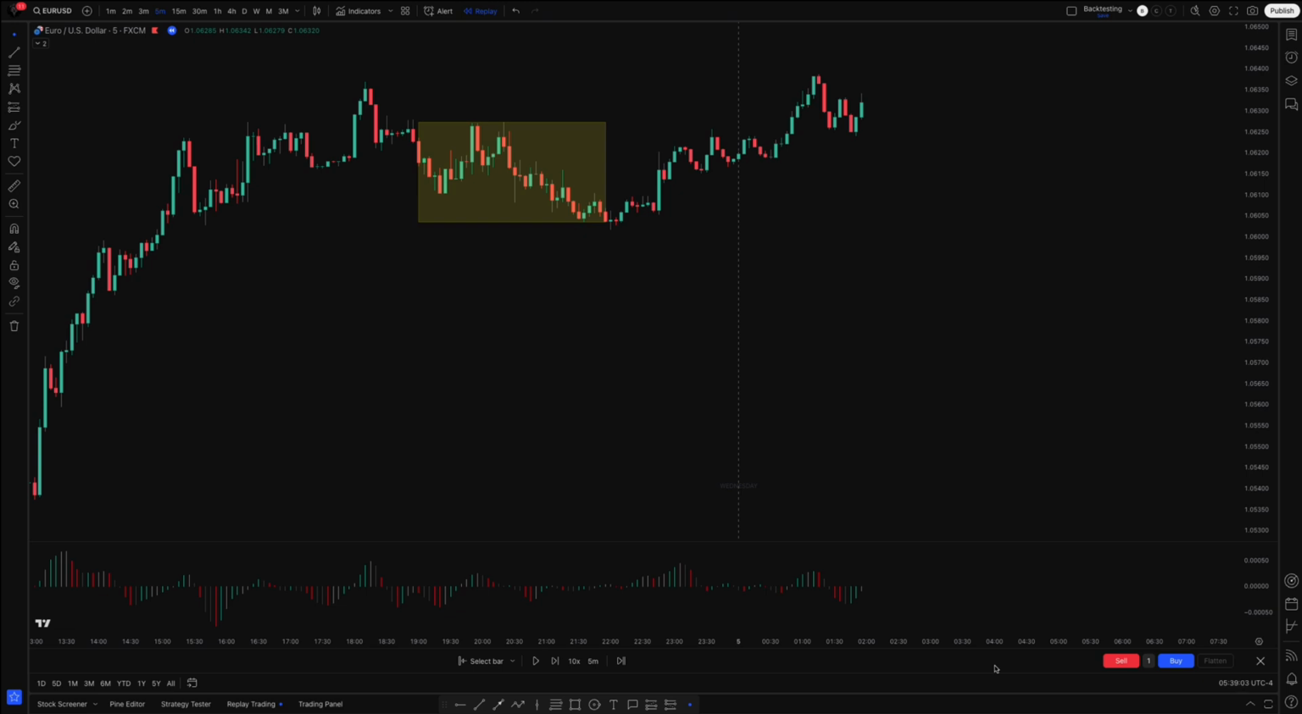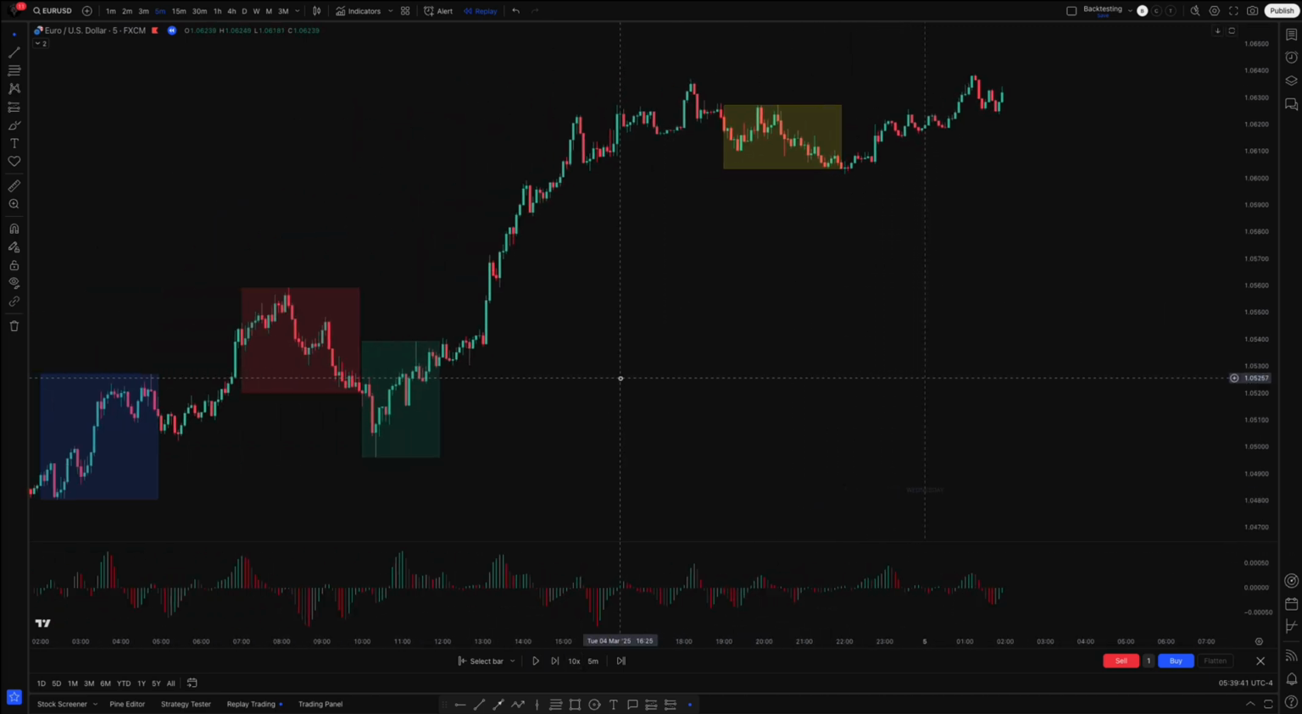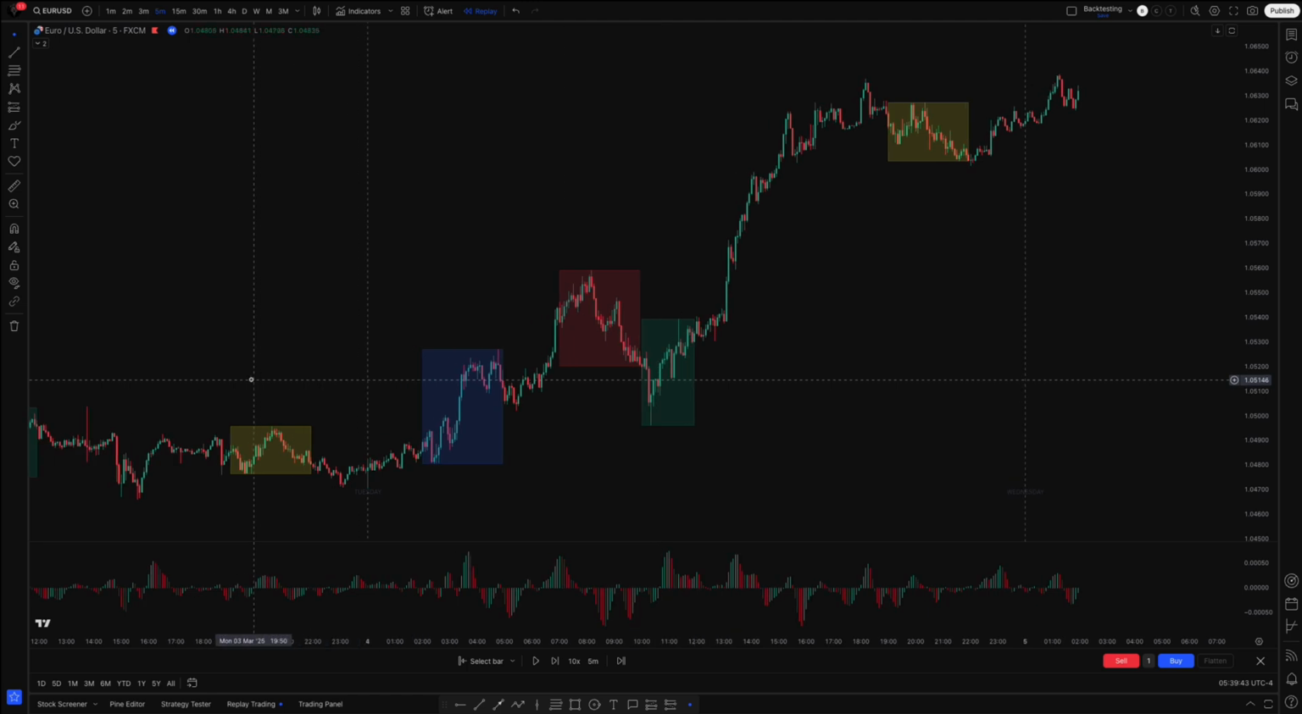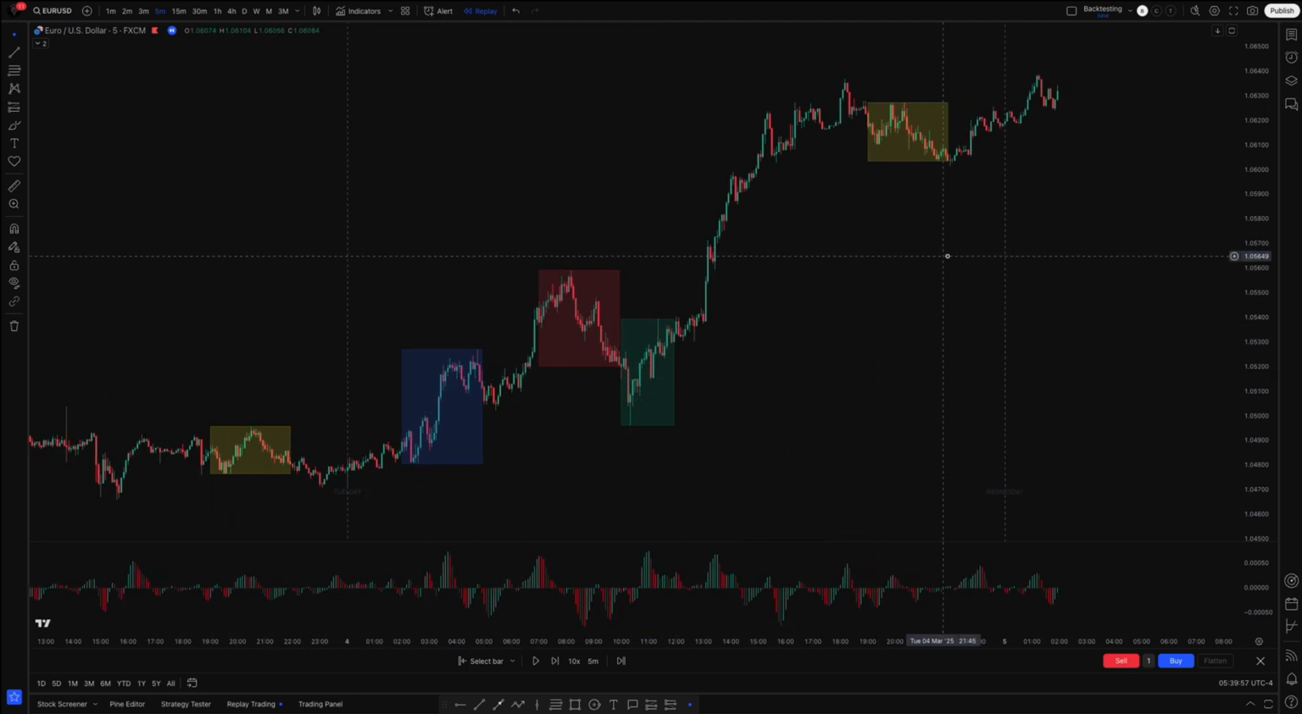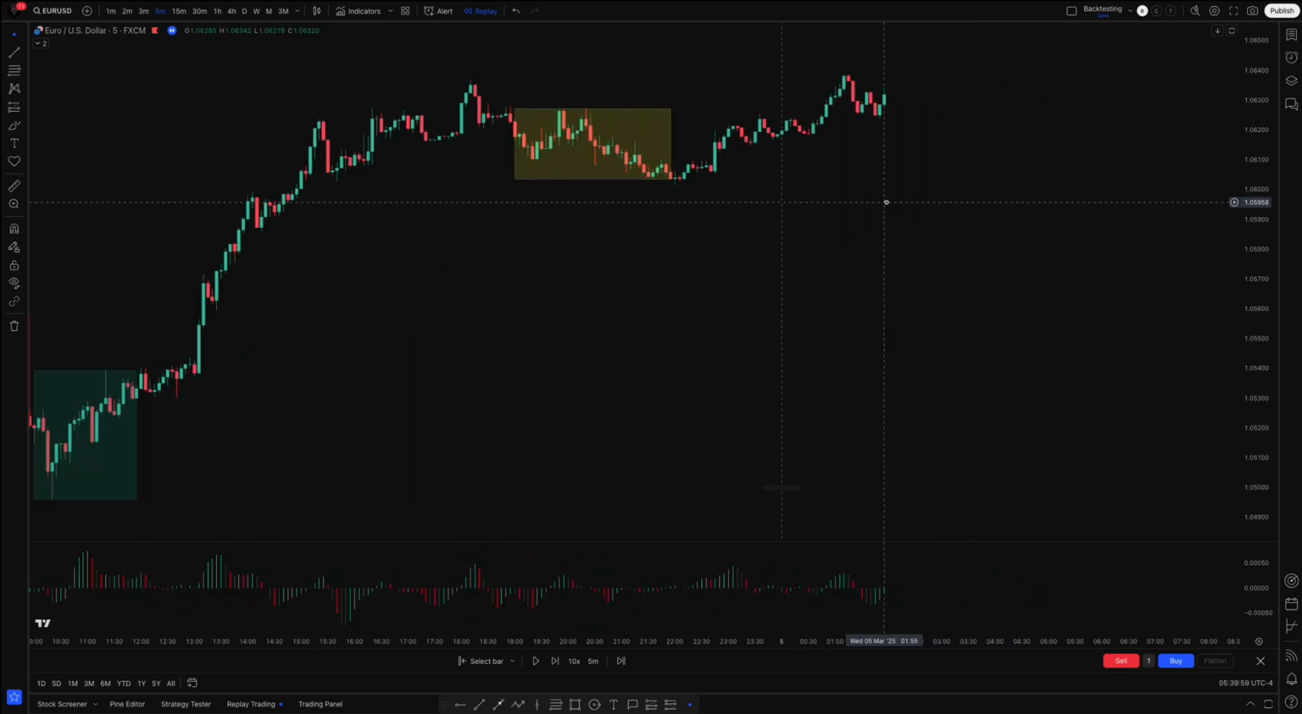Okay, so for the London kill zone, as you can see here, we're gonna focus on 2 a.m. open, which will be right here. As you can see, the chart has been bullish and the price action has been making higher highs and higher lows. So we're going to look for a buy setup. So right here in 5 minutes, the London kill zone will open.